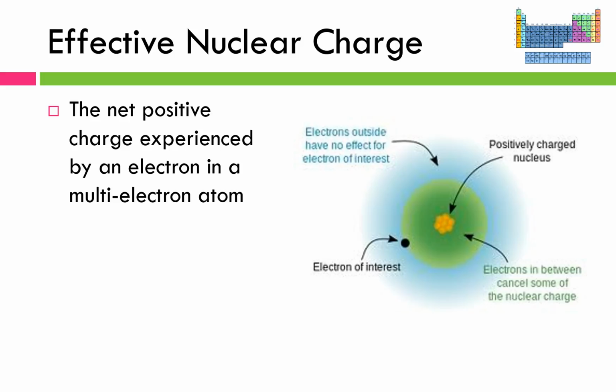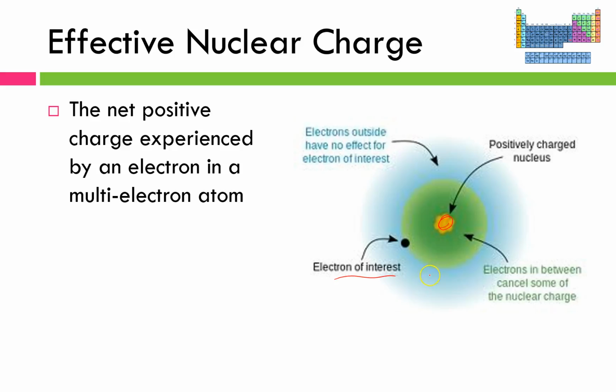So we've got our positively charged nucleus, it's kind of like a golden yellow thing at the center of the atom. Our electron of interest is here, the little black dot. And in this green circle, we've got electrons that cancel some of the nuclear charge. In other words, you can almost think about it as them absorbing some of that nuclear charge, so the electron of interest doesn't experience the full pull of the nucleus.